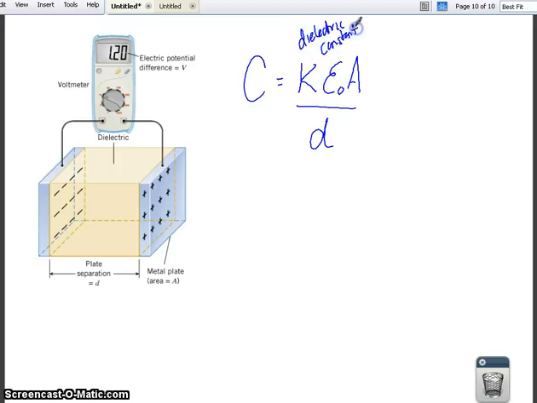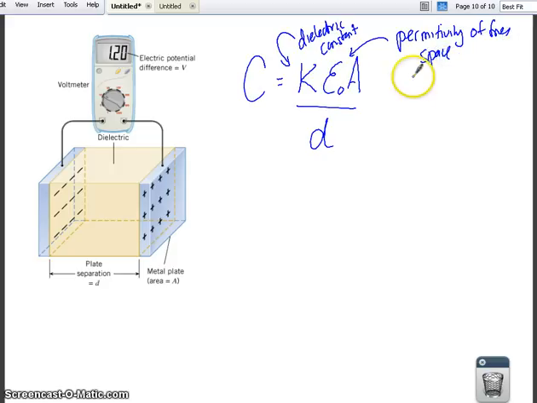which, don't worry about that for right now. That's going to be our next video. Just know it's a constant for right now. This epsilon naught is called the permittivity of free space. It is also another constant, and its value is 8.85 times 10 to the negative 12 coulombs squared per newton meter squared. Okay, you don't have to memorize this. This will typically always be given to you as a constant.